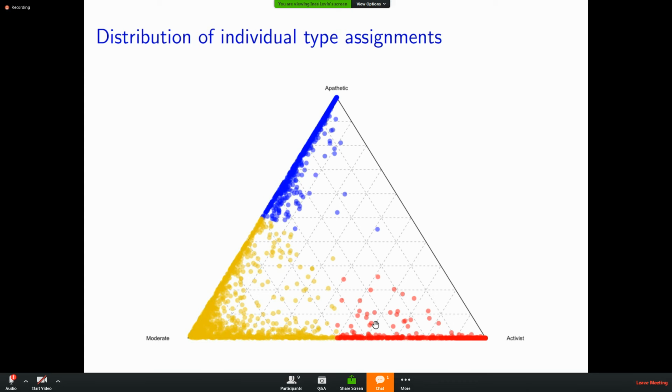So points colored in red correspond to individuals who are classified as an activist more frequently than as a moderate or an apathetic. Points colored in yellow correspond to individuals that are classified as moderates more frequently than as activists or apathetics. And points colored in blue correspond to individuals that are classified as apathetics more frequently than as moderates or activists. One pattern that is evident in this ternary plot is that there is a certain ordering in terms of the assignment probabilities that we see at the individual level.